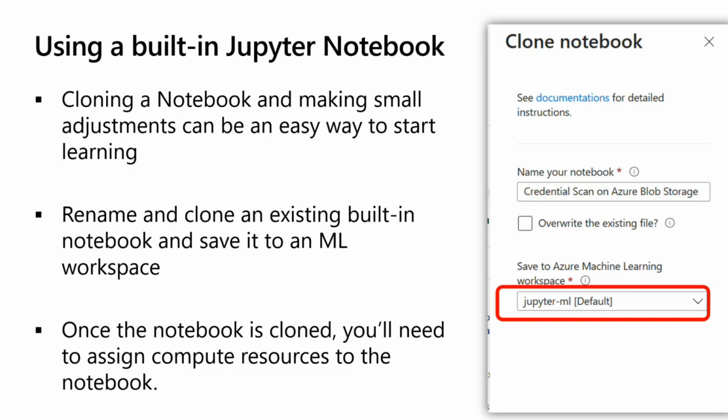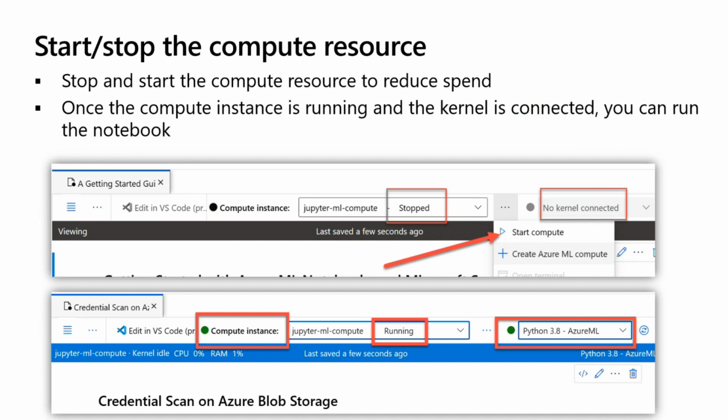So you create that, and then if you want to create a notebook from an existing notebook, the easiest thing to do is just clone the notebook. What that will do is give you a pretty good starting point for what the structure looks like. If you just want to learn how to create notebooks, this is a pretty easy way to begin learning. So you rename the existing built-in notebook, you save it to your newly created machine learning workspace. And then once it's cloned, you need to assign the compute resources that you created in the previous slide to that notebook. So how do you do that? When you look at your compute and kernel resources here, by default, when you get things started, you'll see that they are in a stopped state.